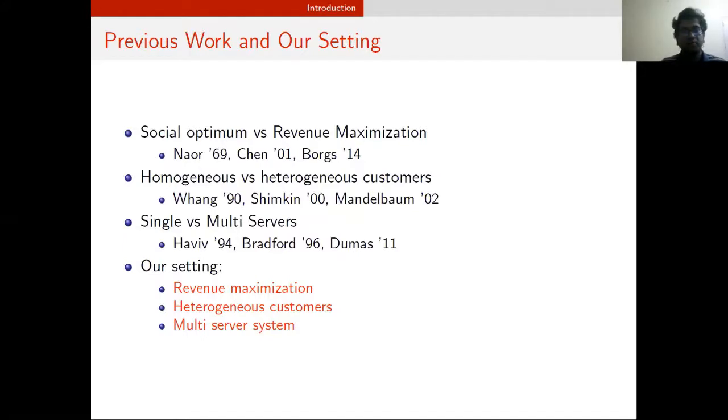So where our paper situates itself is that we're looking at the revenue maximization problem with heterogeneous customers and a multi-server system. So in some sense, this is a generalization of the results in this paper. And we get results that re-establish some of their results, as well as new results.